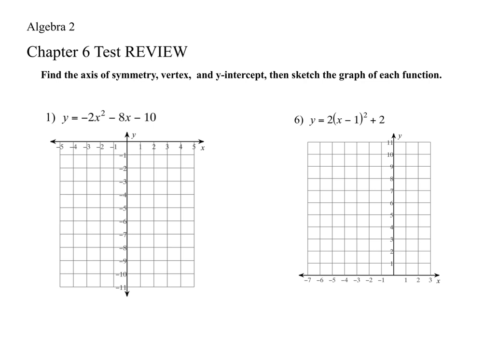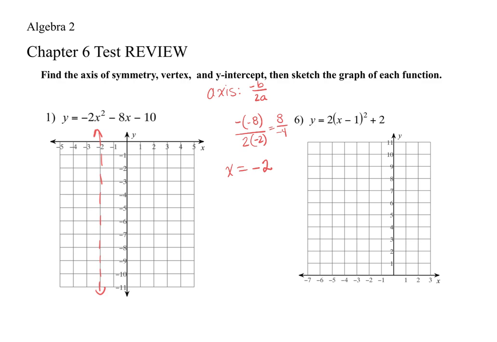If it is in standard form, then the axis of symmetry is going to be negative b over 2a. In this case, it's going to be negative, my b is negative 8, over 2 times my a, which is negative 2. So I have a positive 8 over a negative 4. My axis for this one is going to be x equals negative 2. And I do need to put that on the graph. So I do need to go to negative 2 on the graph, but I also need to list it out.